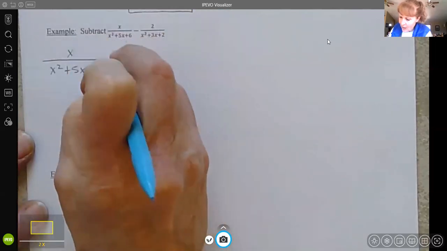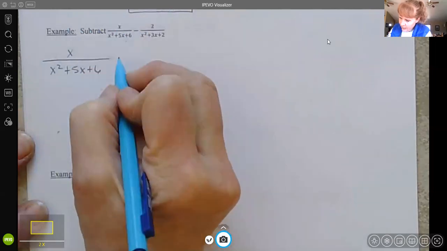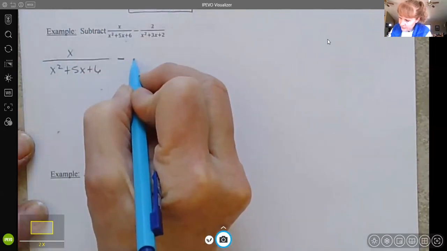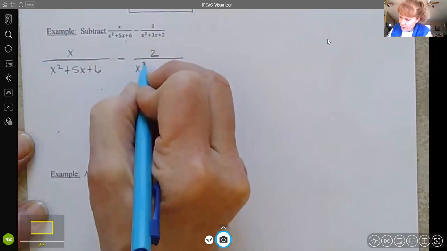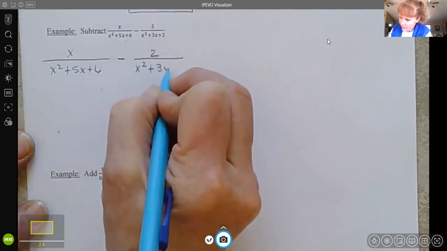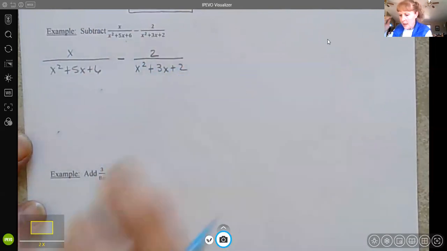And look, we have another subtraction. Minus 2, so we have to be careful of that subtraction there and change all the signs in that numerator when the time comes.